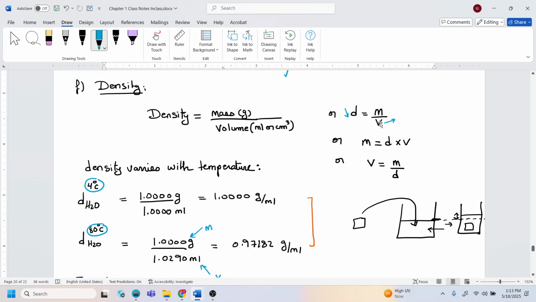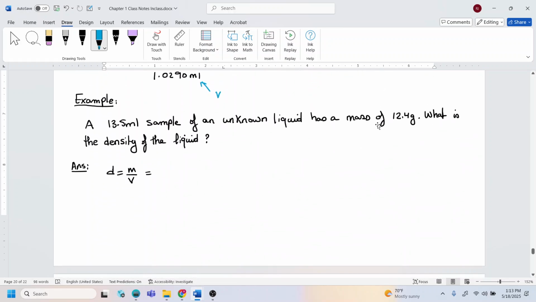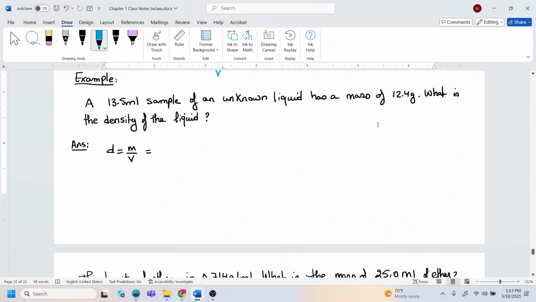As the volume decreases, the density is going to increase, because the density and the volume are inversely proportional to each other, assuming the mass is constant. Okay, so if the mass is constant, the density is going to vary with the volume, and it's going to be inversely proportional to that of the volume. This is a simple example of density calculation.